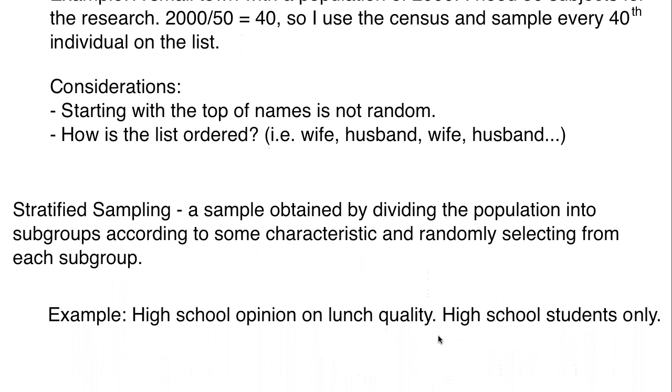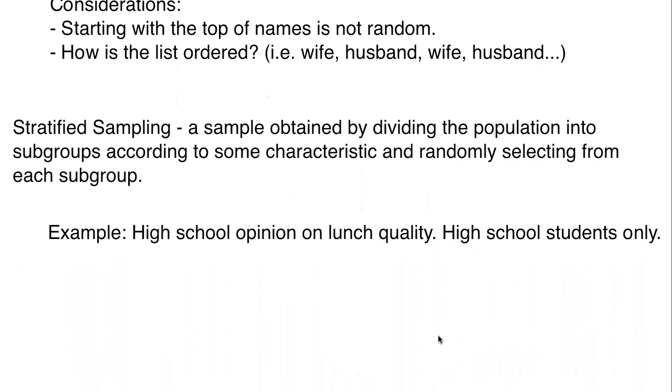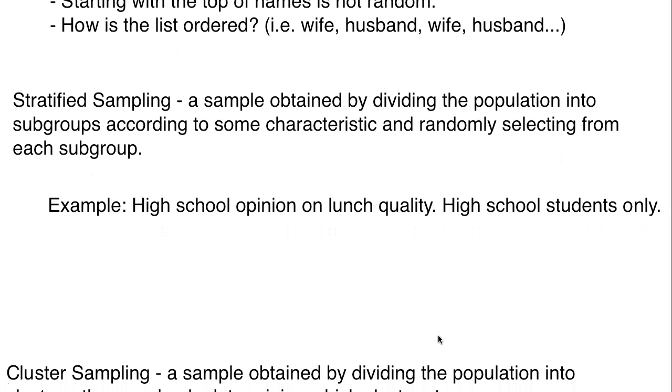All right, so the next one is called stratified sampling. Now, stratified sampling is going to be when you obtain a sample set by dividing the population into subgroups. And usually these subgroups are going to be based on some sort of category or characteristic that you're looking for. And then you are going to randomly select from each of those subgroups.